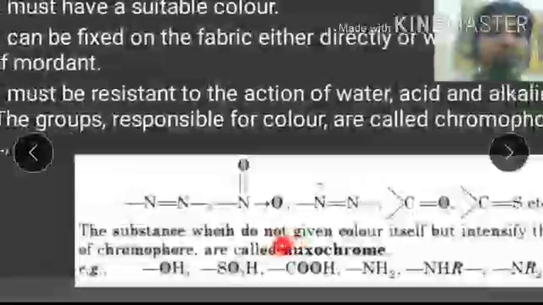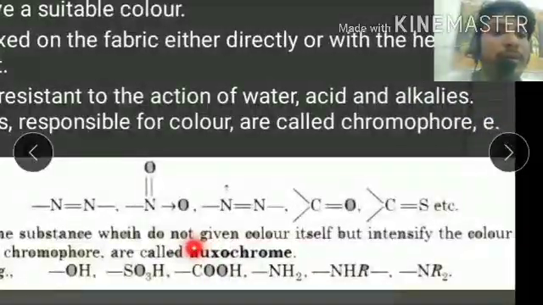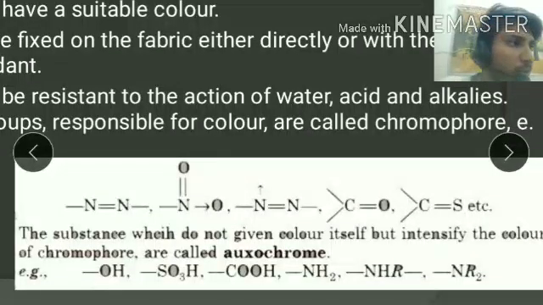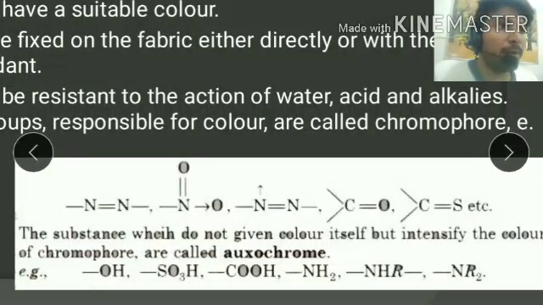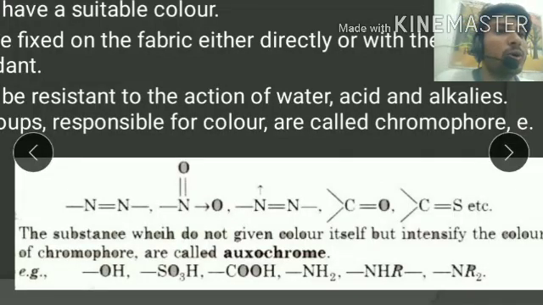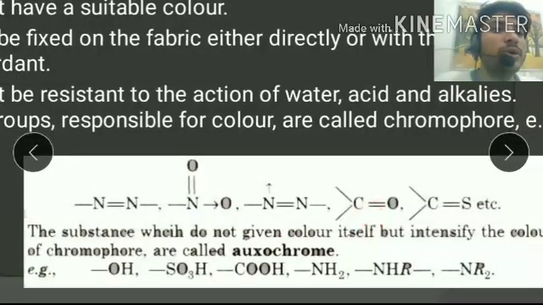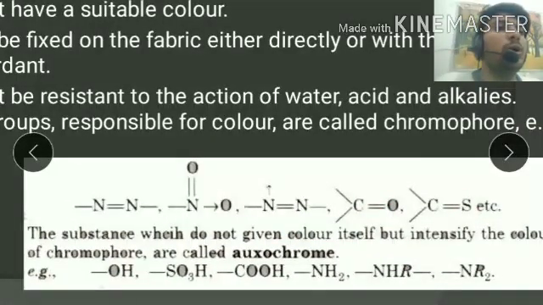The substance which does not give color itself but intensifies. Sorry, this is the definition of oxochrome. But I told you the definition of chromophore. The substance which imparts color is called chromophore. Okay, that is the chromophore. What are the examples of chromophore? C=O, C=S, N=N, NO2. Okay, these are the chromophores.